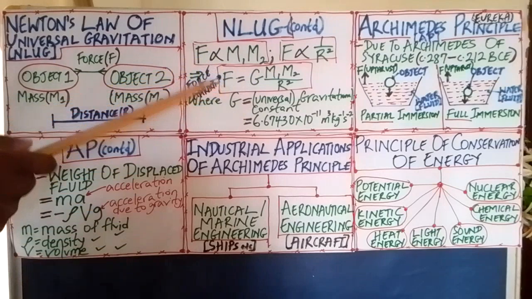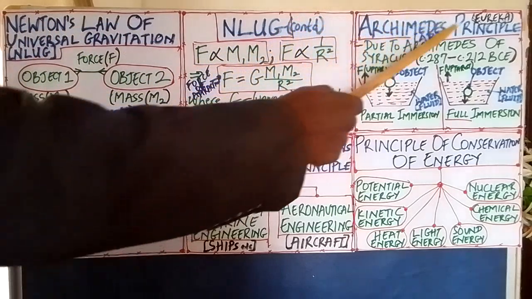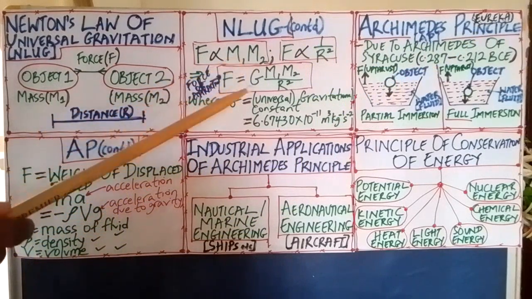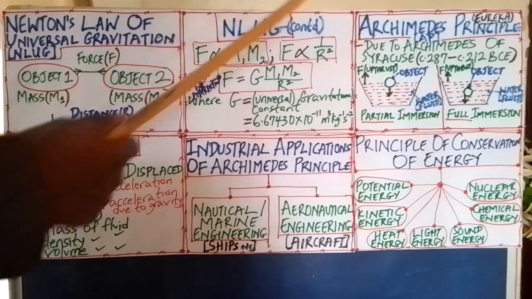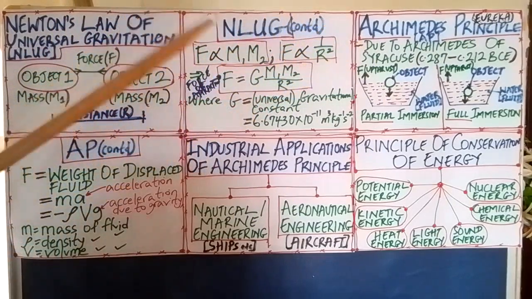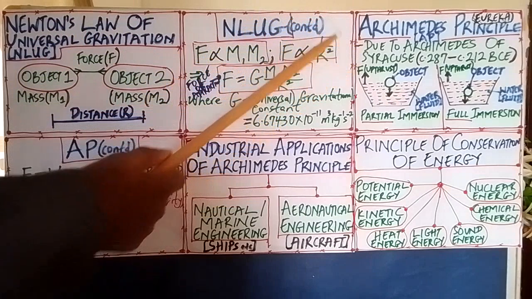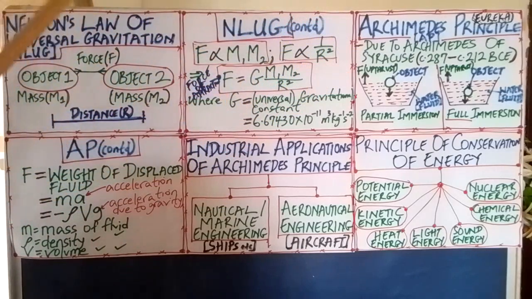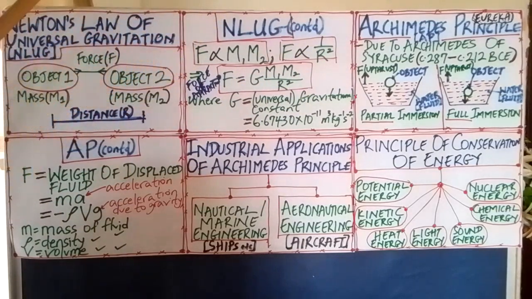So having discussed Newton's law of universal gravitation, we now move to Archimedes' principle. Archimedes' principle is a principle in mechanics too, but here we are dealing mainly with fluid mechanics. When we talk about fluid mechanics, you are talking about mechanics of liquids and gases. Because when you talk about mechanics generally, matter can exist as solid, it can exist as liquid, and it can exist as gas.